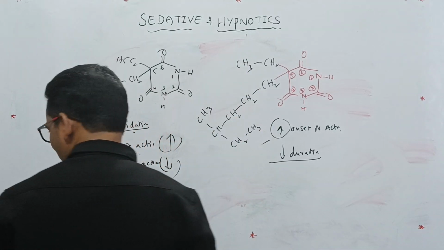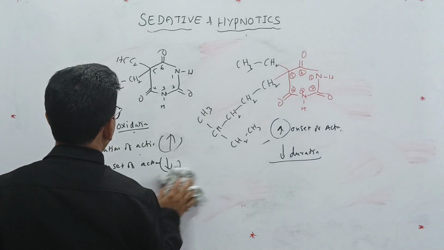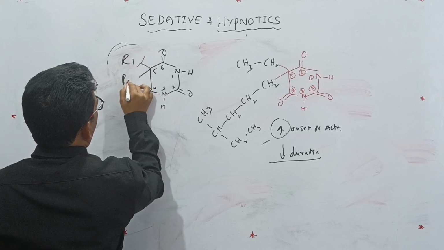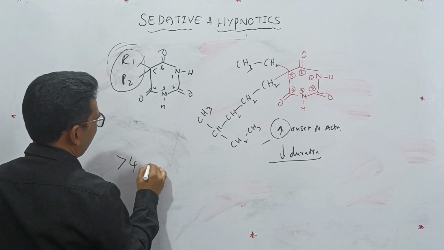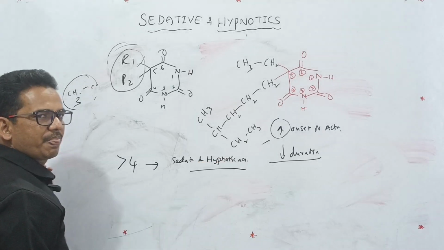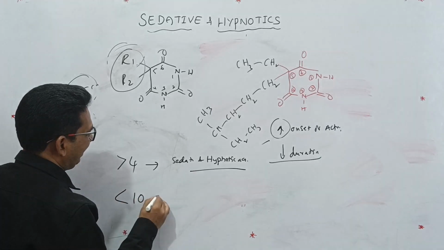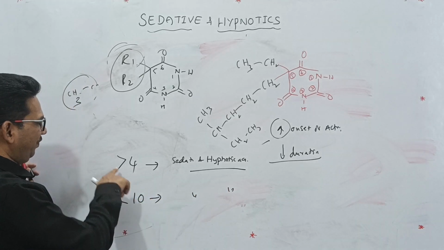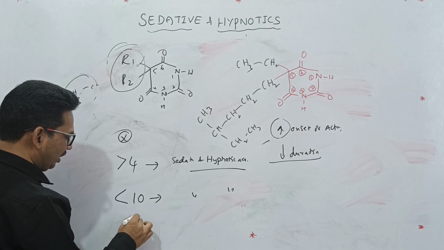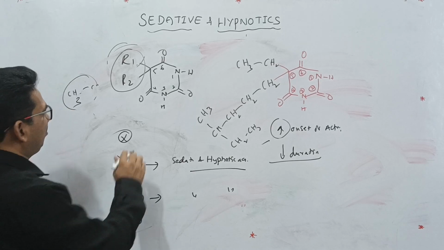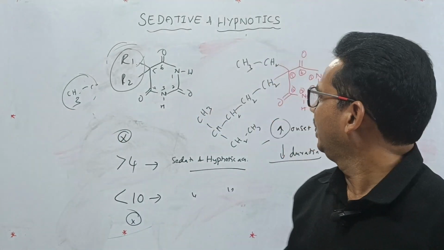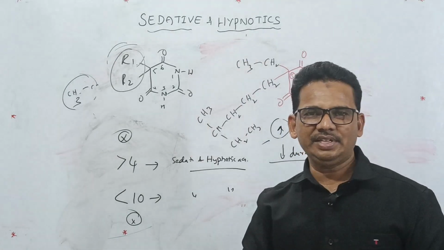Remember that. In this case I will give you one idea. The number of carbons together, both R1 and R2 at the fifth position, should be more than 4 to produce sedative and hypnotic action. More than 4 but less than 10 to produce the same action. If less than 4, no action. If more than 10 also, no action. Remember this, the number of carbons together at both positions from 4 to below 10, then only it produces sedative and hypnotic action, otherwise no.